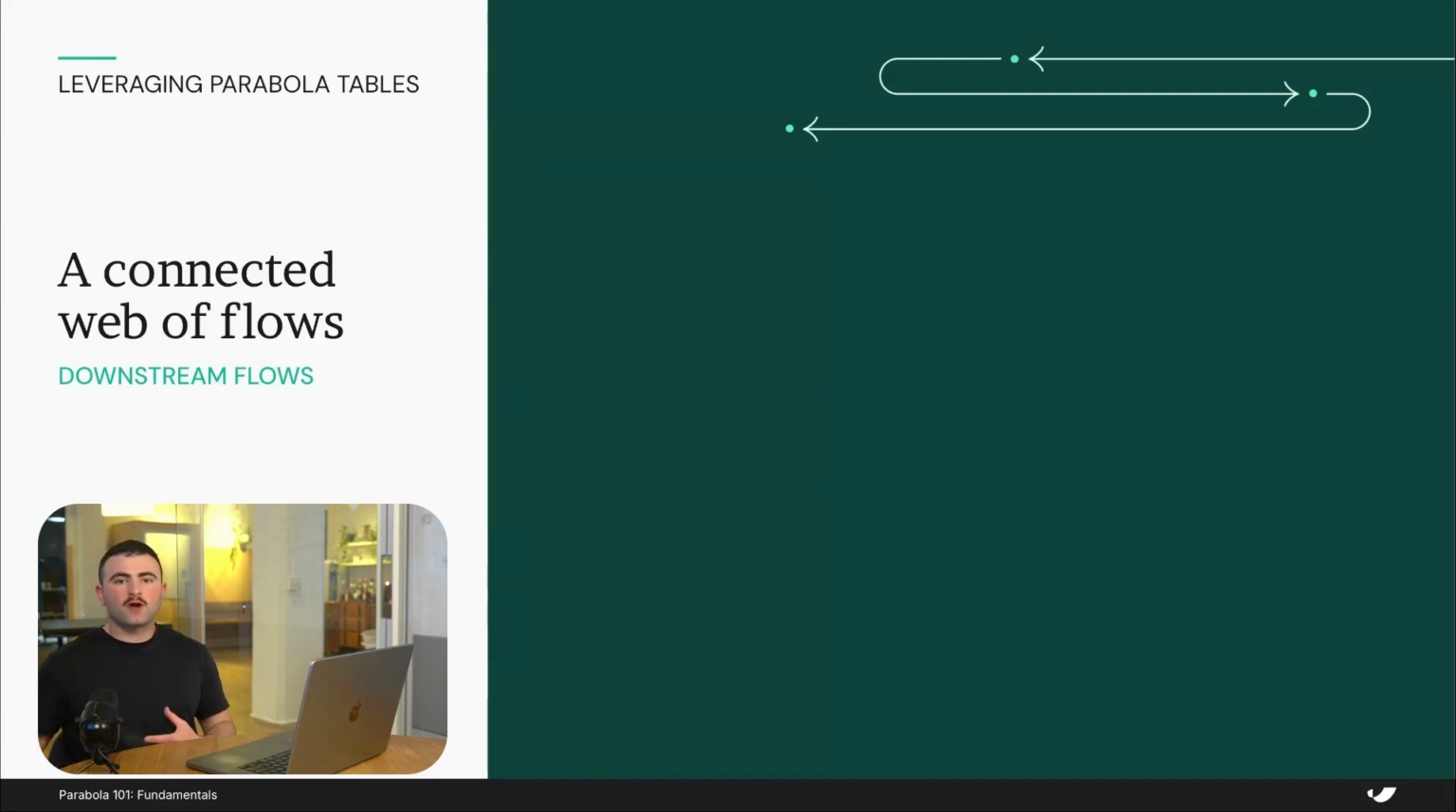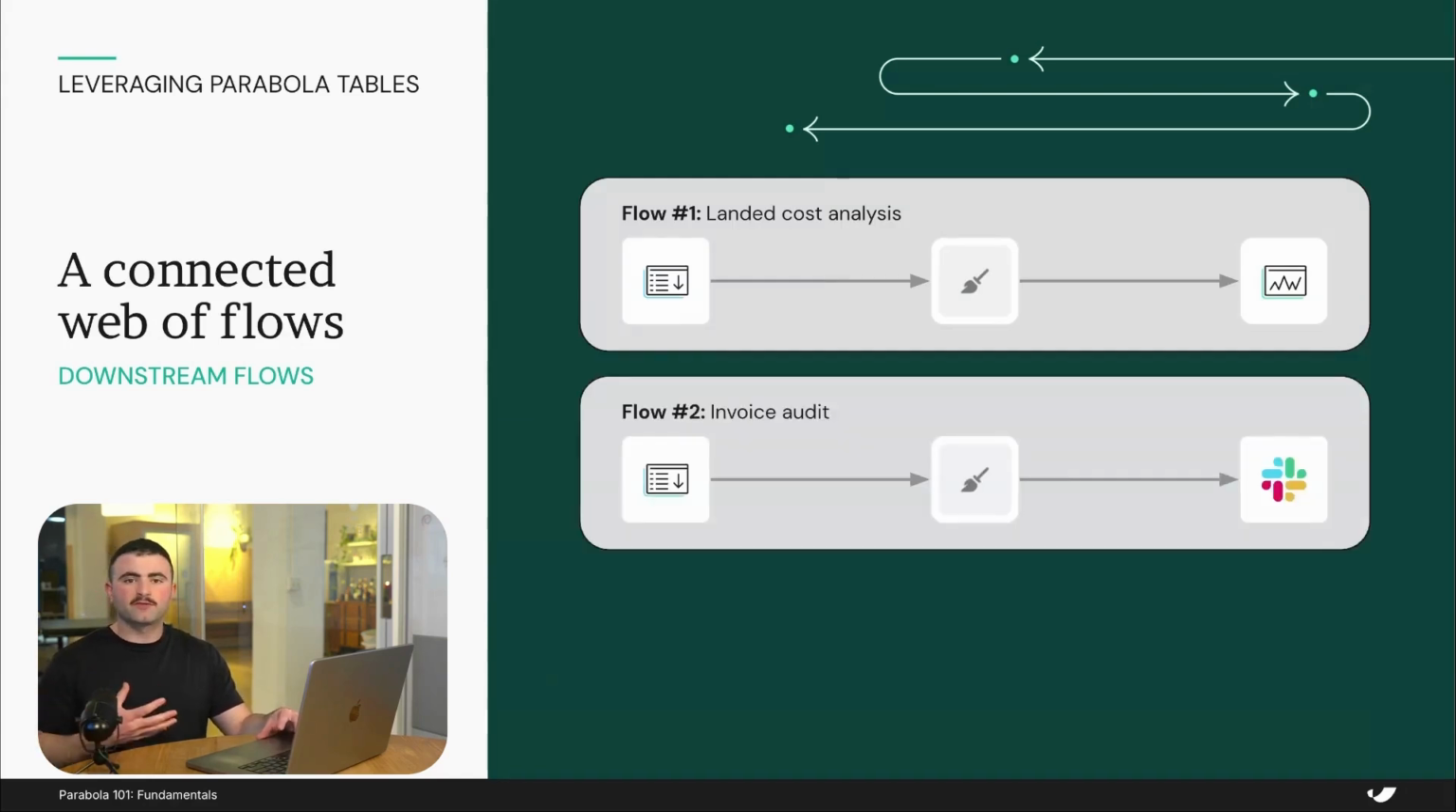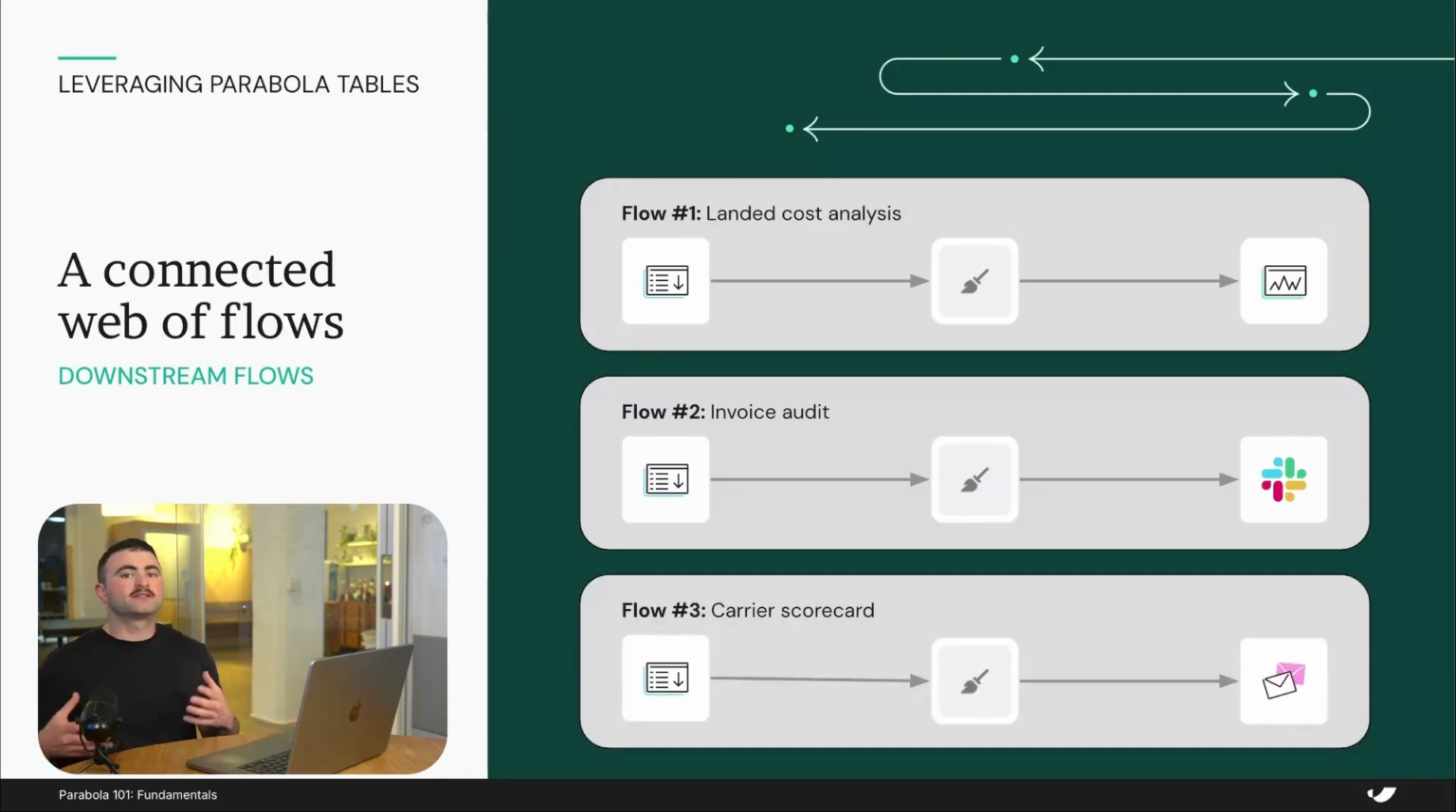From there are a variety of downstream flows that can leverage that clean, consolidated data that we just put together. We might have one flow that is doing some kind of landed cost analysis, pulling from that invoice data. We have another flow that's auditing the line items to make sure that what we have been billed is actually accurate. And then we could have a third flow that is scorecarding all of our carriers based on that invoice data. All three of these flows rely on that same clean invoice data, but none of these workflows require rebuilding that whole ingestion engine. And that's the real leverage you get from this type of architecture.